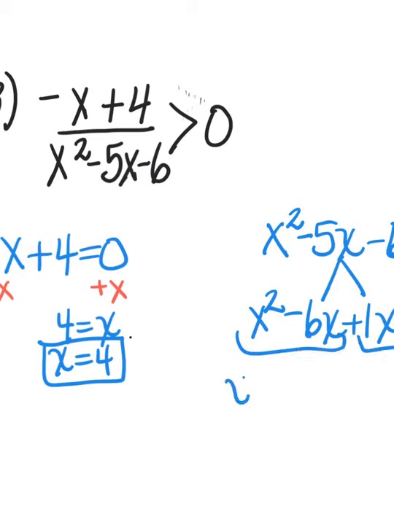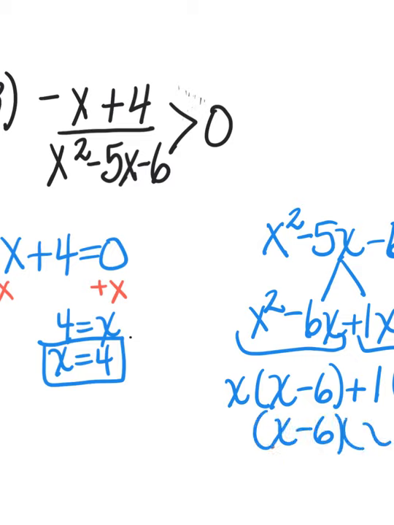The GCF of the first group is an x. That leaves me with x minus 6. I'll bring down the plus. The second group only shares a 1 in common, which leaves me with x minus 6. So I end up with x minus 6 times x plus 1 is equal to 0. And now when I set each factor to 0, my solutions for x are x is equal to 6 and x is equal to -1.